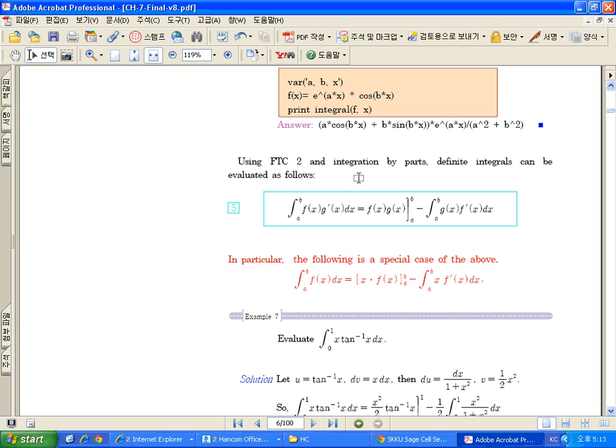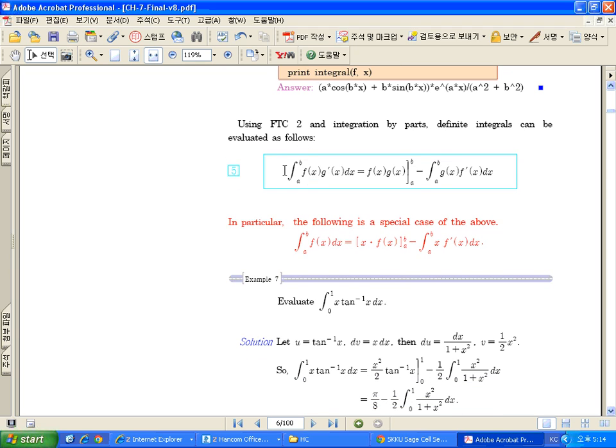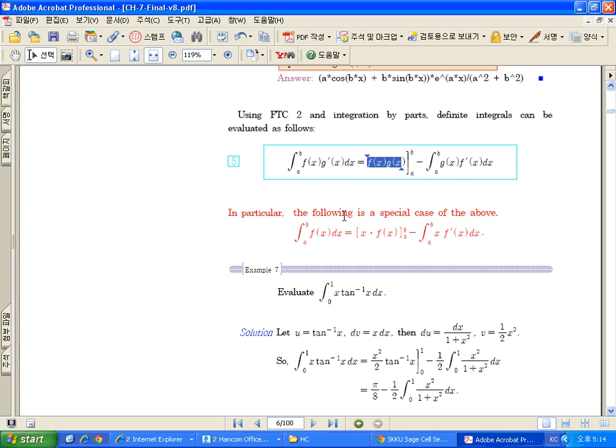Next, using the fundamental theorem of calculus and integration by parts, the definite integral can be evaluated as follows. If you have an indefinite integral like this, then all you have to do is substitute a and b here and a and b here. In particular, the following is a special case of the above: the integral from a to b of f dx is this minus this. So that's the special case.